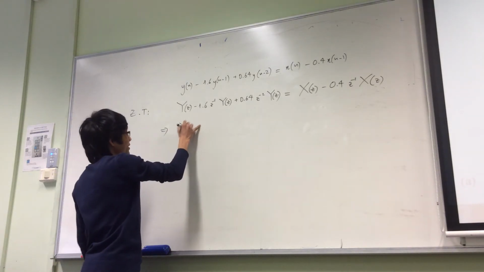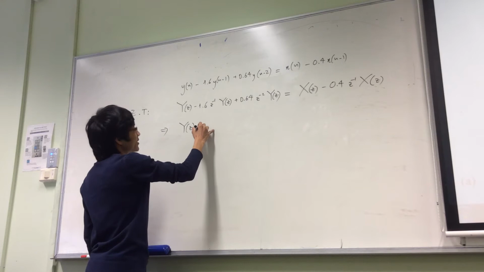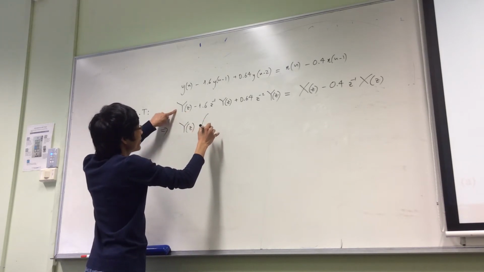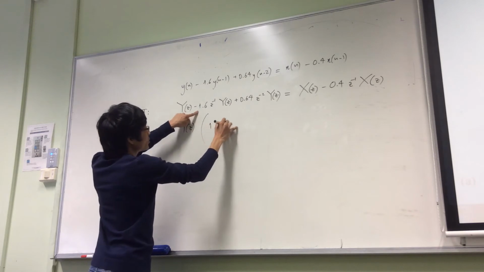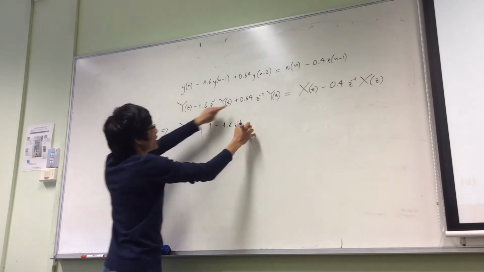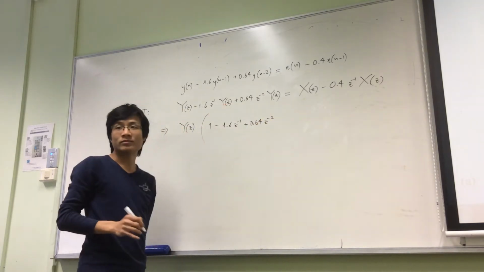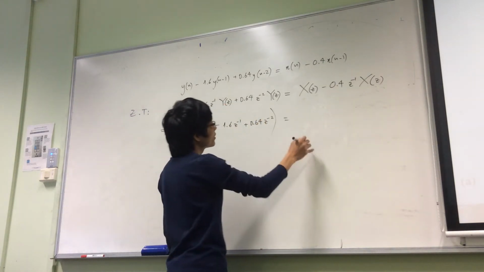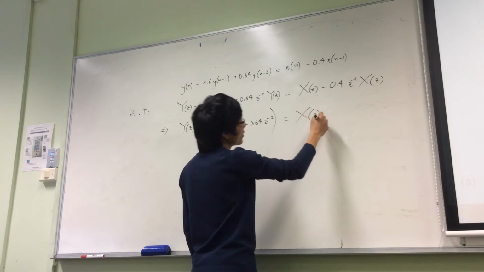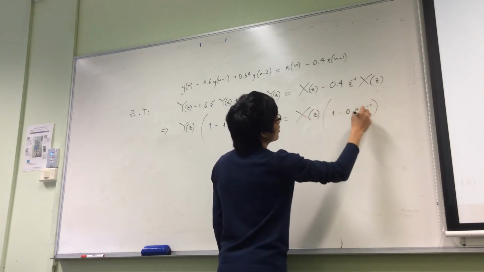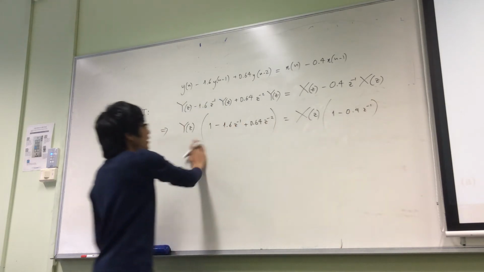So that Y(z) here can be the common factor. What is inside here? 1 minus 1.6 z to the minus 1 plus 0.64 z to the minus 2. And X(z) has the factor 1 minus 0.4 z to the minus 1. So far so good?